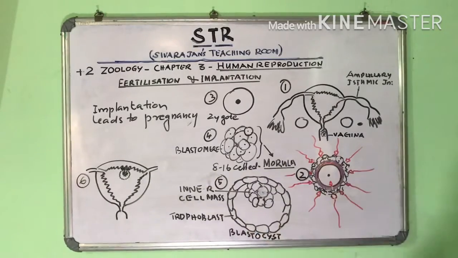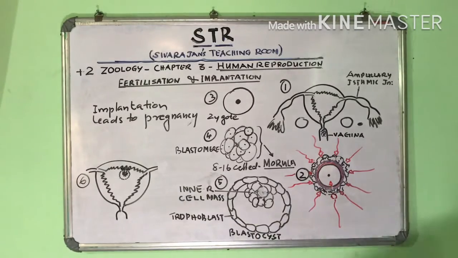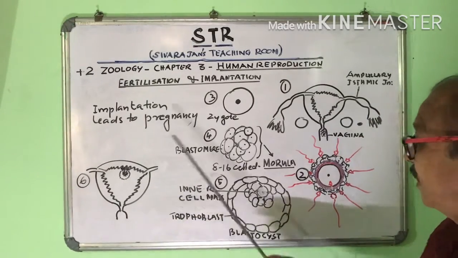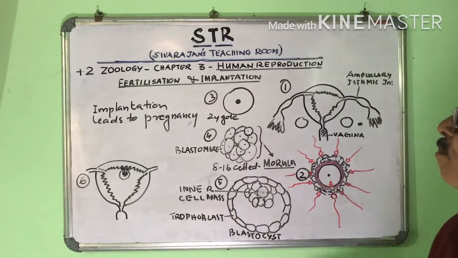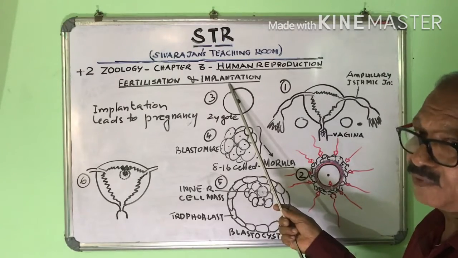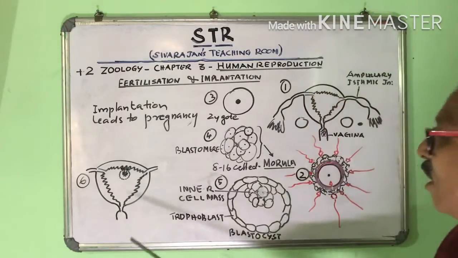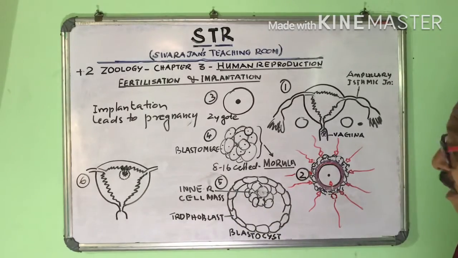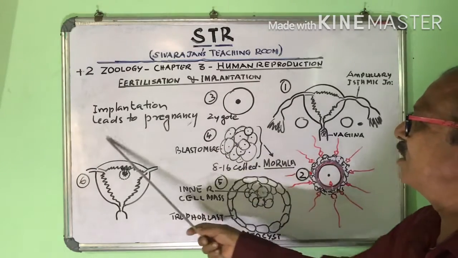In the uterus, what happens? The blastocyst gets fixed into the endometrium. This fixing of the blastocyst into the endometrium of the uterus is called implantation. So we are discussing fertilization and implantation. What is implantation? Implantation is the fixing of the blastocyst into the endometrium. And implantation leads to pregnancy.